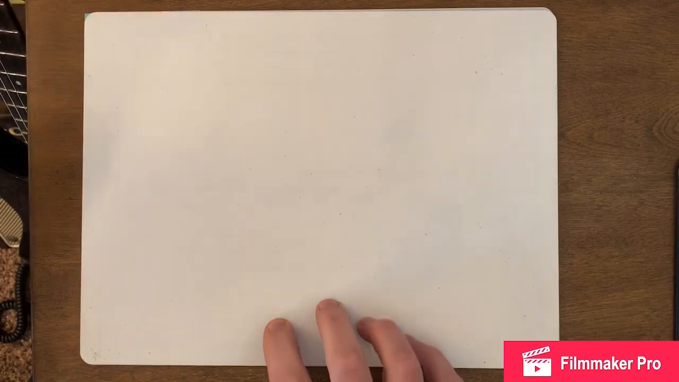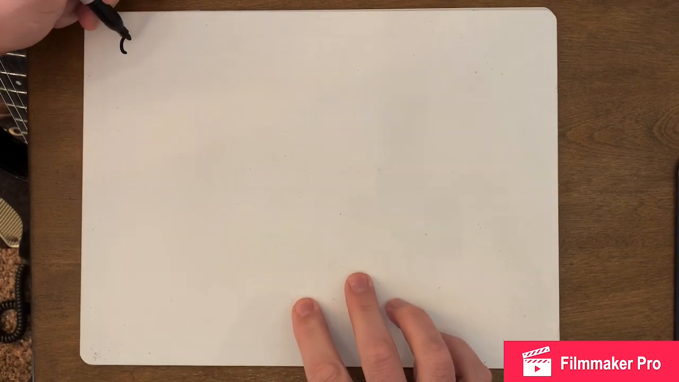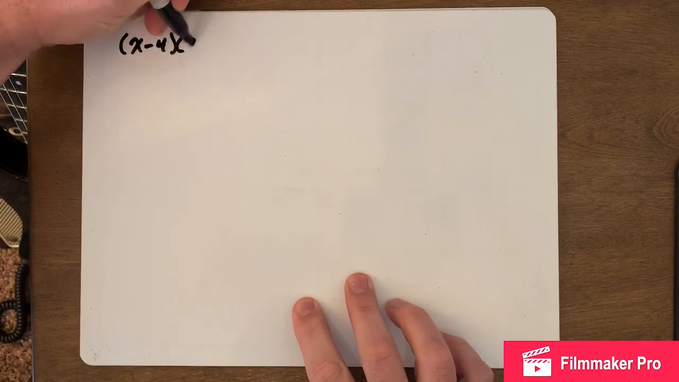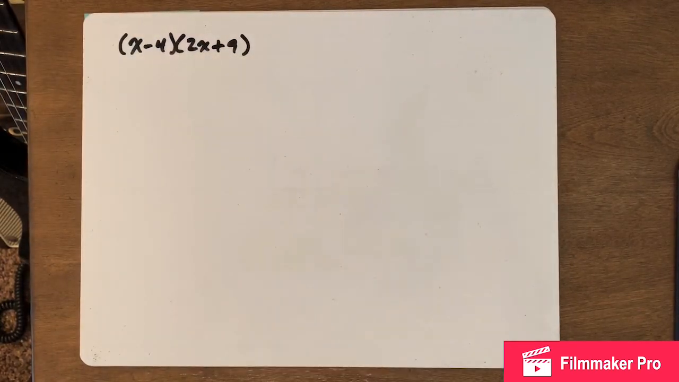And so the first one I have, I'm going to start out actually by not just giving you the quadratic, I'm going to give you the answer. x minus 4 times 2x plus 9, which you're never going to be given at the very start, but this is how you can build your own problems and you can practice it yourself.